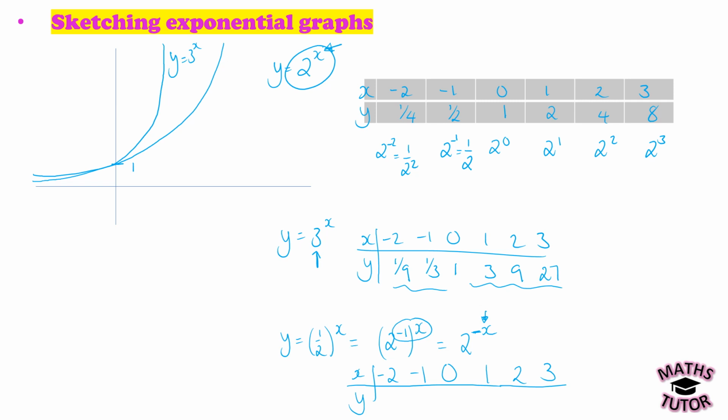So again, starting with the 0, 2 to the 0 again is going to be 1. When x is 1, 2 to the -1 is going to be a half, 2 to the -2 a quarter, 2 to the -3 is an eighth, and then 2 to the 1 will be 2, 2 to the 2 will be 4. So you can see how we're going to get that reflection because it's going to do this. So that is y equals 2 to the -x.